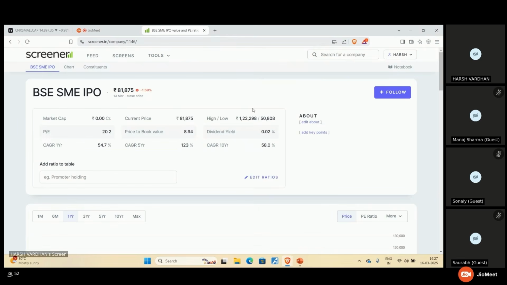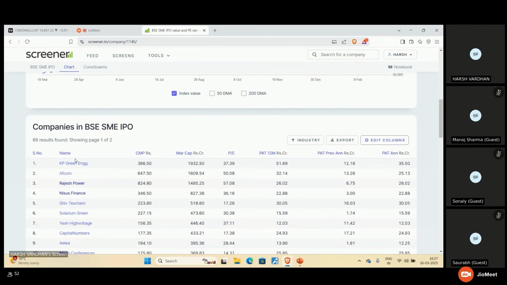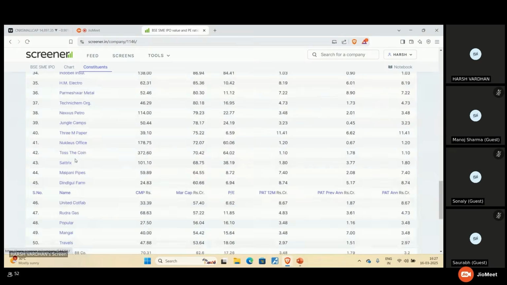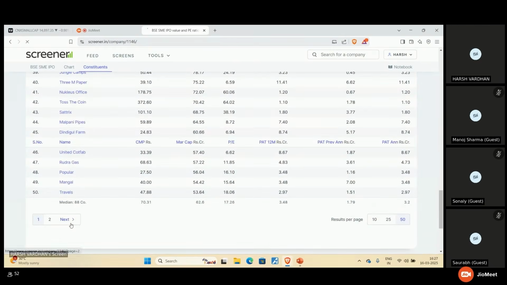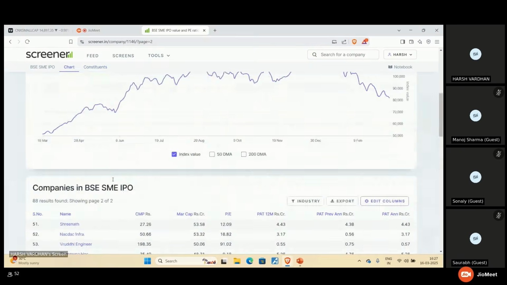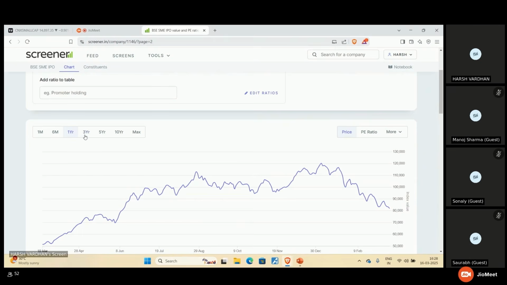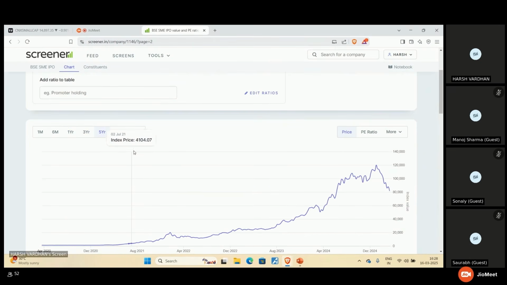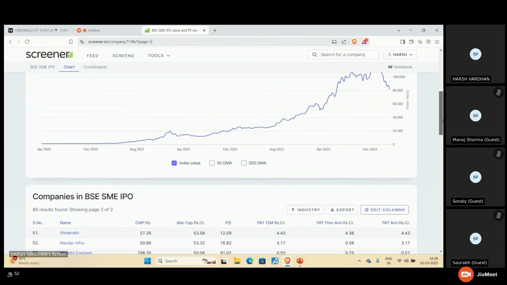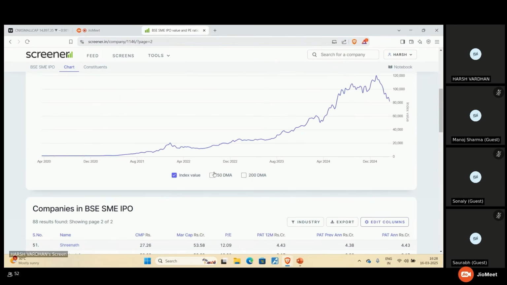Yeah. So if I go on Screener and check the companies in the BSE SME IPO index, the constituents, you will see that all of these are recently listed IPOs. So these are basically your recent companies. It is not reflective of the entire SME market. This is number one. Obviously, recent IPOs perform better than previously listed companies because there can be some valuation gap in the company. So this is the second thing.